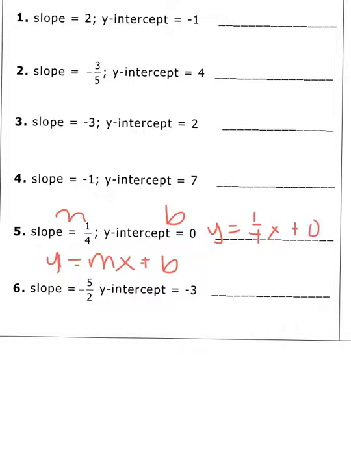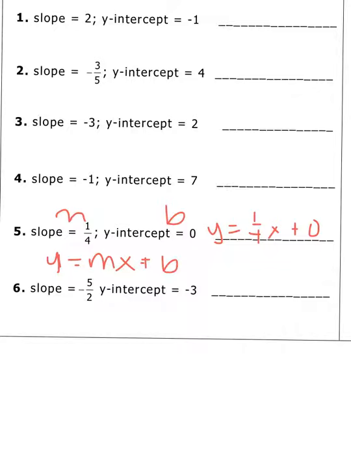Like I said in the last video, you don't have to include the 0 there. If it's not included, it's given that the y-intercept is at 0. You can write it if you want, no problem. Okay, and number 6, let's look at that real quick.